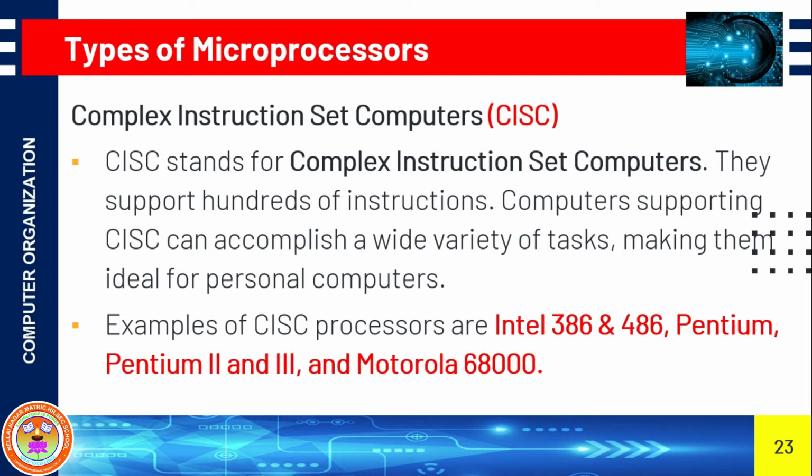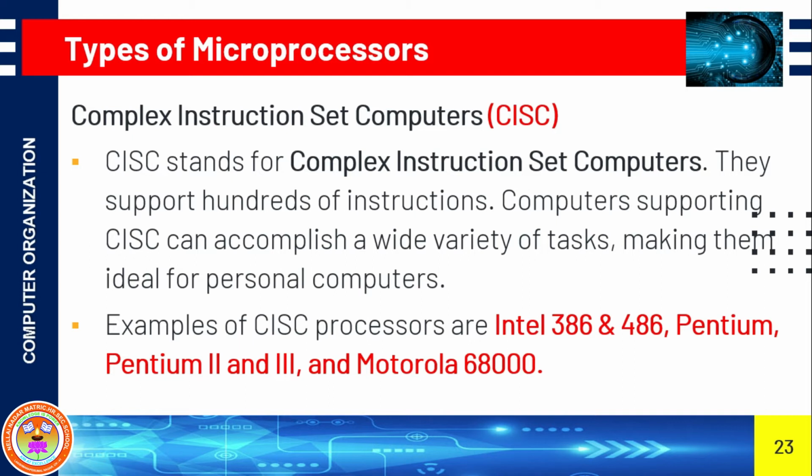So the word has a meaning. It supports hundreds of instructions at a time. When compared to RISC, it supports hundreds of instructions to be executed at a time. So computers supporting CISC can accomplish a wide variety of tasks, making them ideal for personal computers. A wide variety of tasks means multiple tasks we can perform simultaneously, which makes our computer ideal.